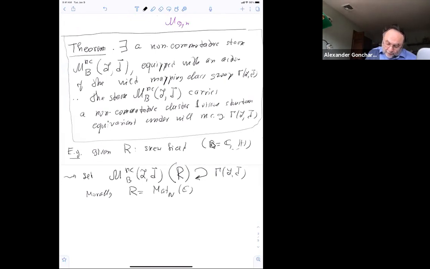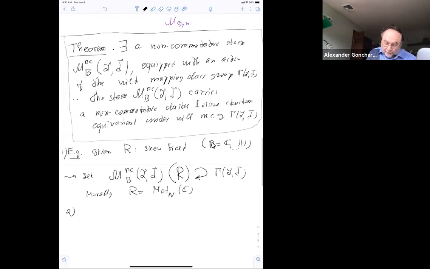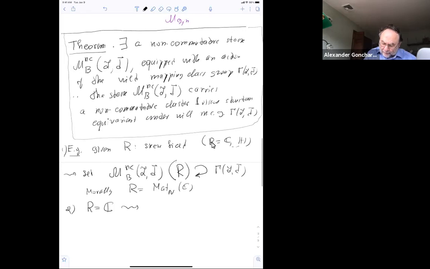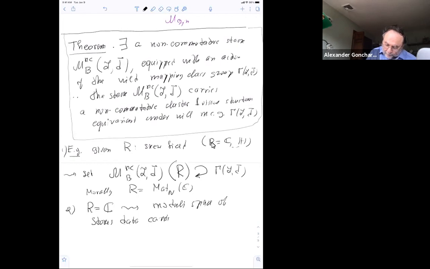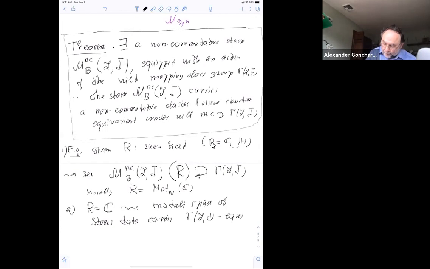So that's the first thing. And the second thing is that you can actually take the classical situation, complex numbers, and then we get the fact that the moduli space of Stokes data carries a gamma-equivariant cluster Poisson structure in the usual sense.